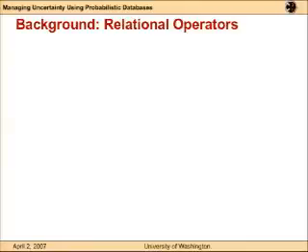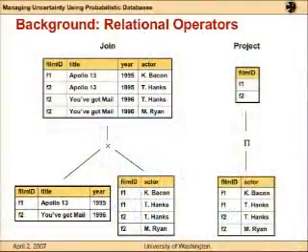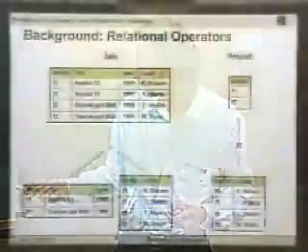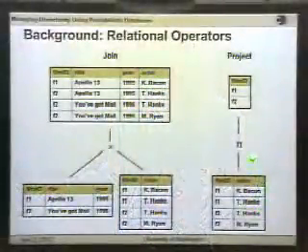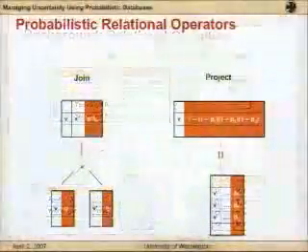Before I go into that, let me give a brief history of how you do it in a traditional database, using relational operators. You have a join operator that takes two tables, and for each pair that has the same join attribute, it computes an entry in the output table. And there is a project operator that takes a table and removes a certain attribute. So in this case, it removes the actor attribute, and as a result, several tuples collapse into a single tuple.